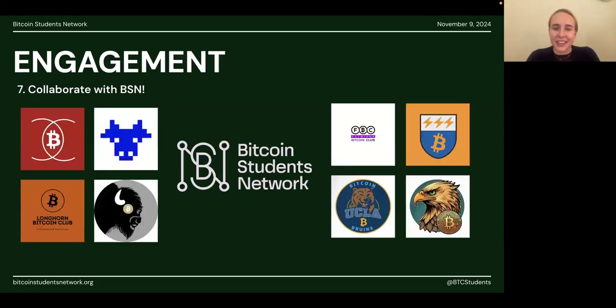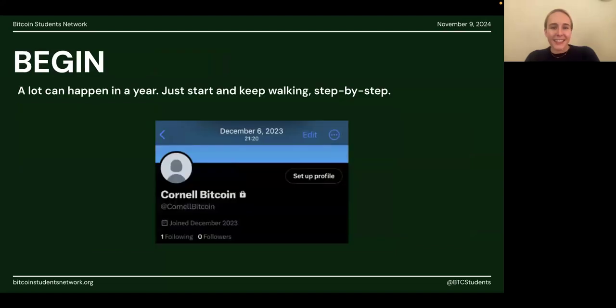And here's just some of the club logos, clubs that are happening around the world. And yes, this is just a screenshot that I had grabbed of when I made the Twitter account, and a lot can happen in a year. If you told me in December 23 that in a year from then there would be 124 people in this club, I probably could not have imagined that.